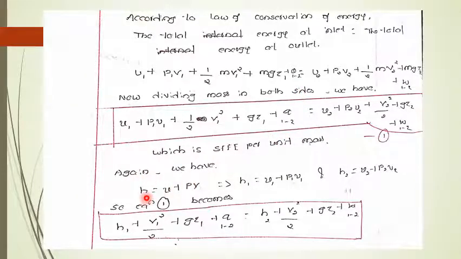Again we know that enthalpy is equal to the sum of internal energy plus the product of pressure and volume. So H equals U plus PV, and hence H1 equals U1 plus P1 V1, and H2 equals U2 plus P2 V2. If you substitute the H1 and H2 values in equation 1, you will get this equation: H1 plus V1 squared by 2 plus g Z1 plus Q1 to 2 equals H2 plus V2 squared by 2 plus g Z2.